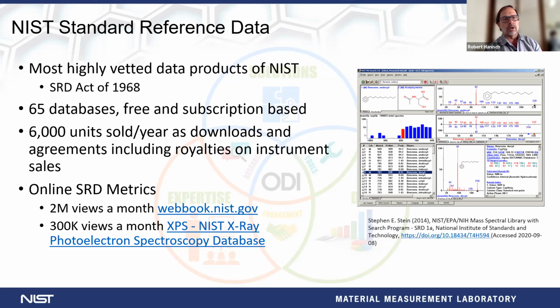Another very popular database we have is our Chemistry WebBook, which gets over 2 million views a month. And we have other, perhaps more specific databases, such as this X-ray photoelectron spectroscopy database, but still that gets 300,000 usages a month. These are data sets that are very, very highly vetted by experts on our staff at NIST, and that are part of a portfolio that Congress asked NIST to put together back in 1968 with the Standard Reference Data Act.